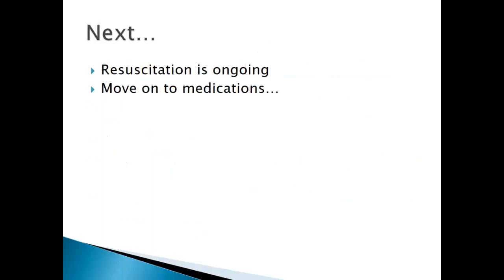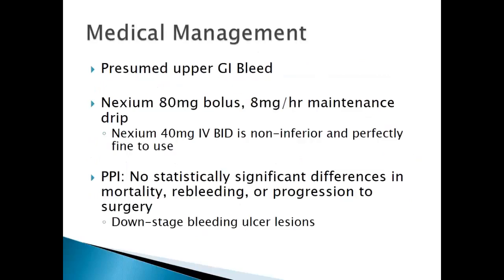So we have resuscitation ongoing. We'll talk about medical management before the scope. If you have a presumed upper GI bleed, Nexium 80 milligram bolus, or a high dose PPI with an 80 milligram bolus, is always the initial medication.